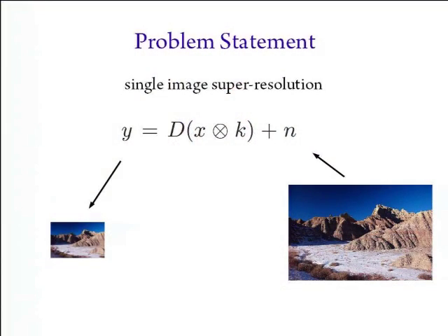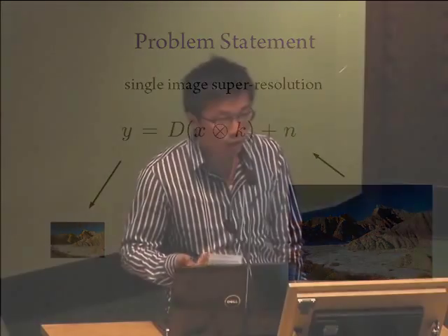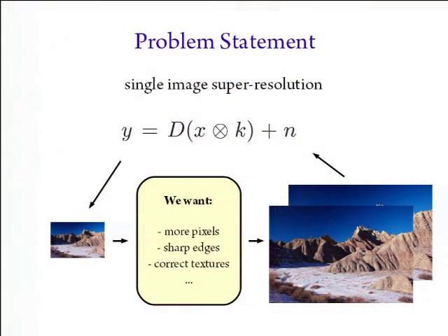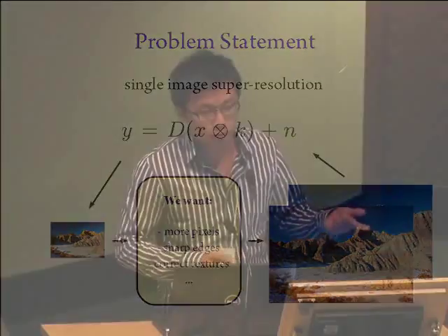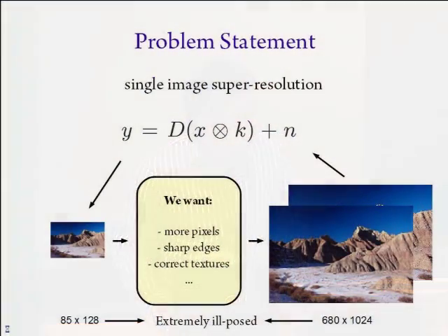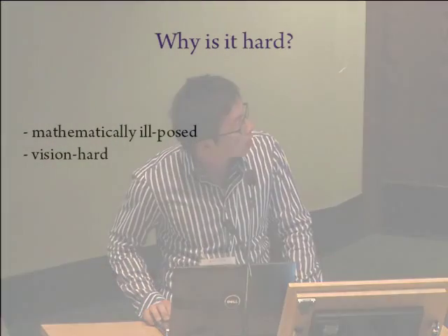The image formation model goes like this. You start from a high-resolution image, apply Gaussian blur, downsample, and add noise. Then you have the observation Y, which is a low-resolution input. Basically what we're trying to do is go backwards from the low-resolution image to the high-resolution image. Here you want to have more pixels. That's the first thing you want to do. And then you also want sharp edges and possible details such as textures or object level details. Mathematically, this is definitely a very ill-posed problem.